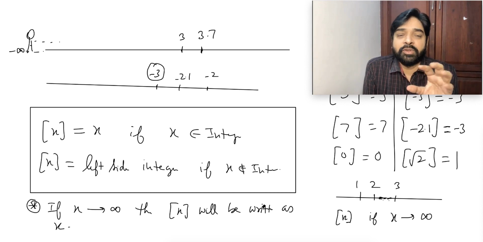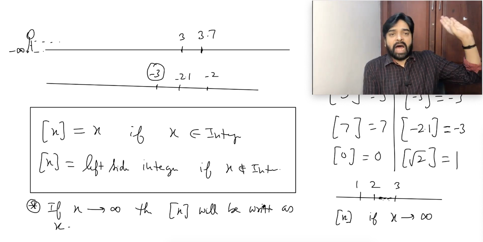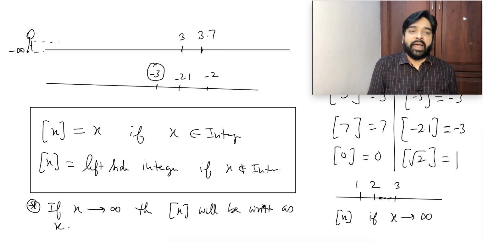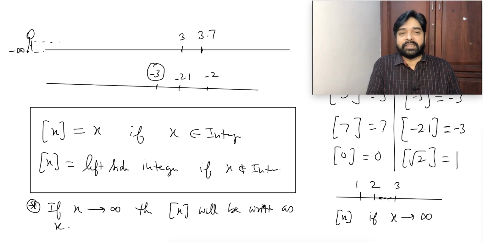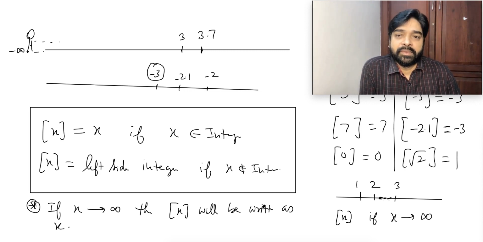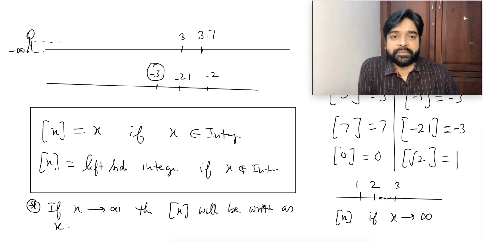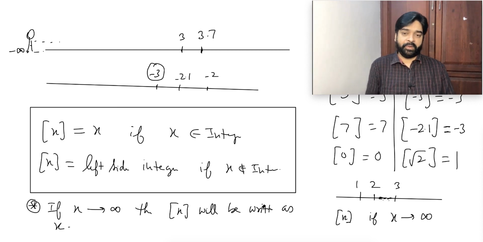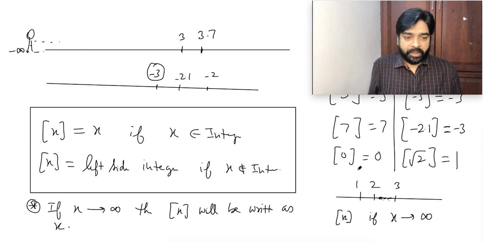You will see more detail in the limit topic, but I hope you understood greatest integer x. X is so large that it doesn't matter whether you write x or greatest integer x. Are you able to understand? So whenever x tends to infinity, greatest integer x will be written as x only. Chaliye.